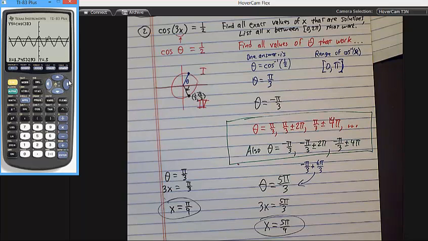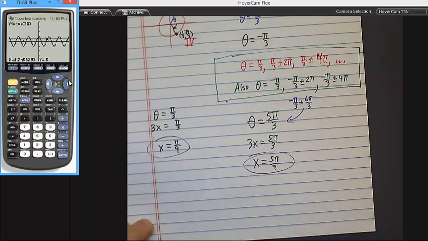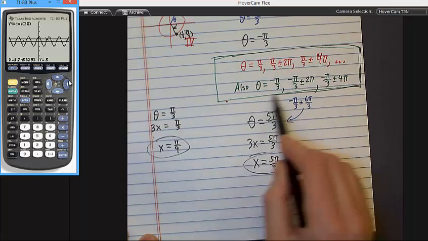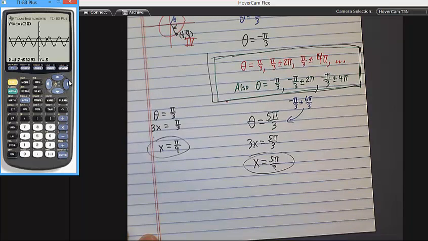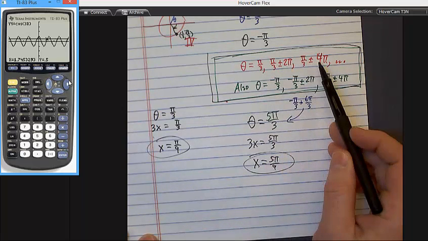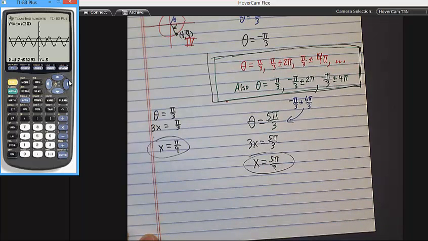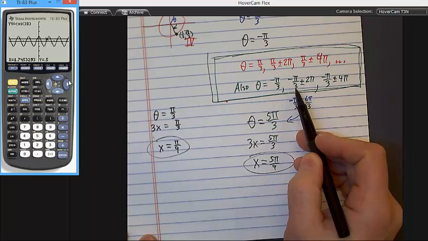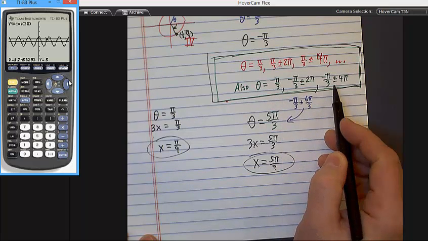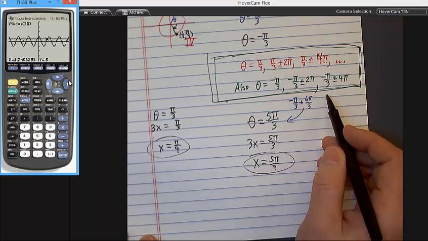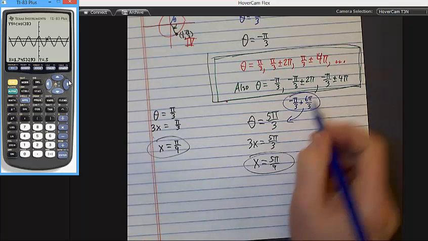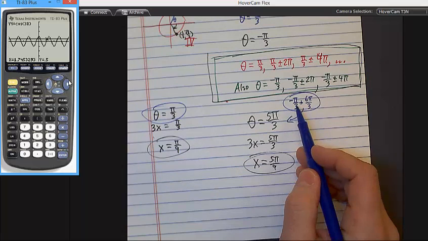Let me help you a little bit. We're looking at these types of answers: pi over 3, pi over 3 plus 2 pi, pi over 3 plus 4 pi. And we're also looking at negative pi over 3, negative pi over 3 plus 2 pi, negative pi over 3 plus 4 pi. Right? And notice, so far I've dealt with 2 answers. I did pi over 3, and I did negative pi over 3 plus 2 pi.